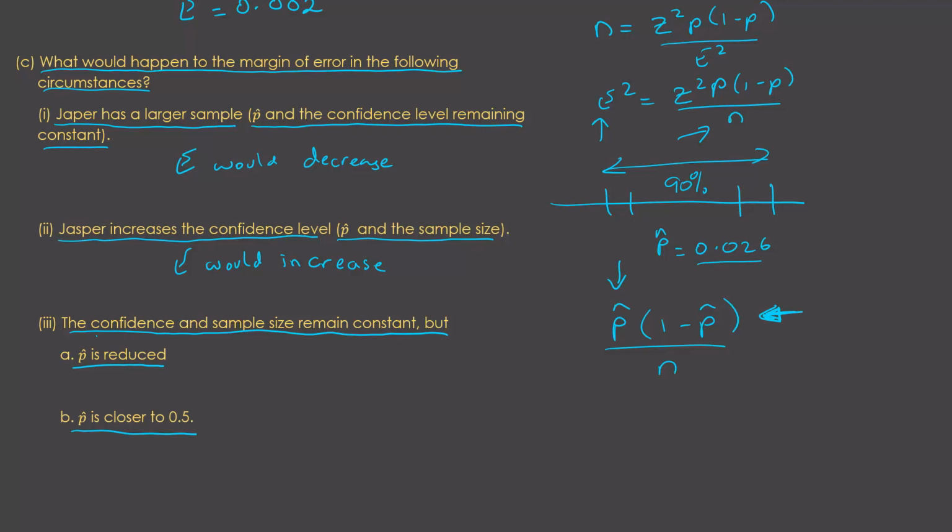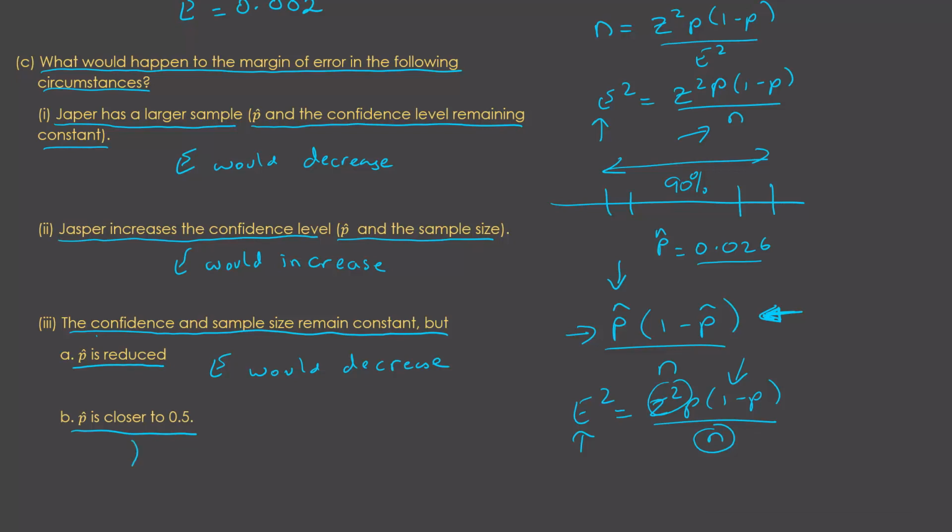Therefore, the standard deviation would decrease. That means that E would decrease because we're changing the top here. We're making it smaller, so overall it gets smaller. If you think about that with the E squared formula, z squared p 1 minus p over n, we're saying that these things are constant and this gets smaller, so E gets smaller.